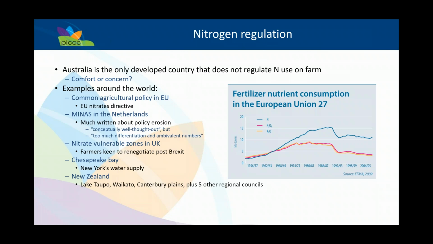And we see plenty of examples around the world where there is regulation on nitrogen use. The EU Common Agricultural Policy, and the European Union Nitrates Directive sits under that. The MINAS system in the Netherlands, the Mineral Nutrient Accounting System, has been in place for at least 25, if not 30 years. A lot written around that about how farmers have undermined the system because they don't actually own the process. Nitrate vulnerable zones in the UK, and you can see the farmers very excited about Brexit being able to renegotiate those out of the EU.